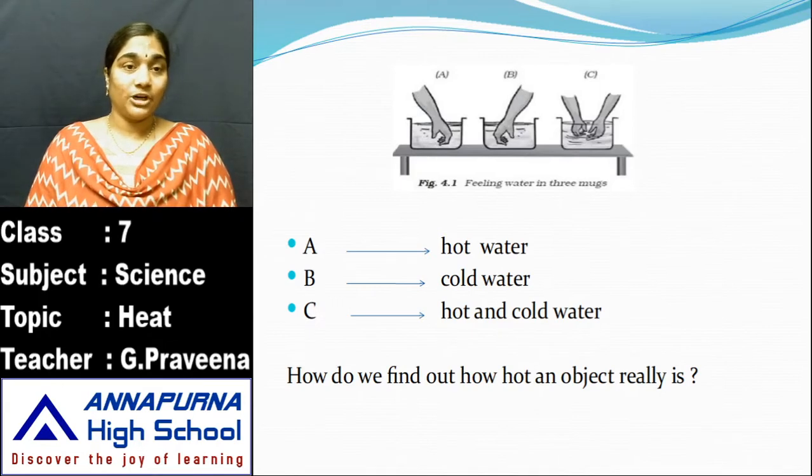Now keep your left hand in hot water and right hand in cold water. Stay there for 2 or 3 minutes. Now simultaneously keep both your hands in the beaker which contains both hot and cold water. Yes, you will get confused. Do you know why? From this experiment you can say that we should not rely on our senses. Our sense of touch is not reliable. It may sometimes deceive us. Then how can we measure the temperature?